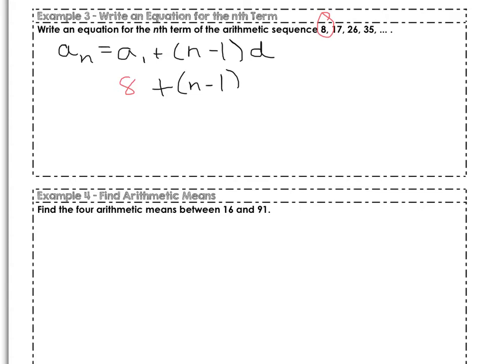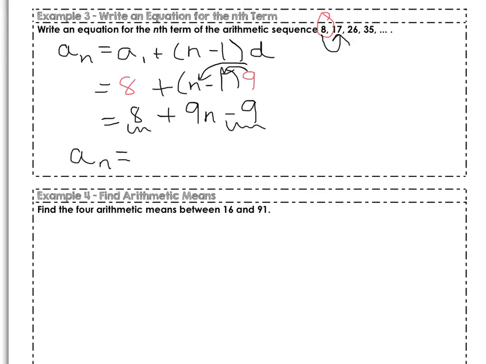The common difference, how do we get from 8 to 17? 8 plus what is 17? Well, that means our common difference is going to be 9 because I'm adding 9 to each of my terms, okay? So now I'm going to simplify my expression. I'm going to distribute my 9. So we get 9n minus 9. Then I'm going to combine 8 and negative 9, leaving me with an equation of negative 1 plus 9n. This will find any term of the sequence that I'm asked to find.